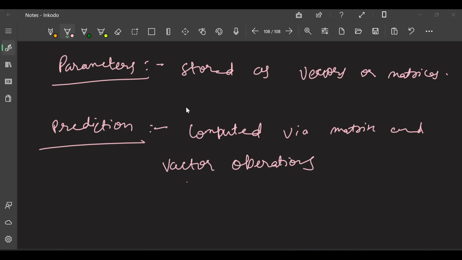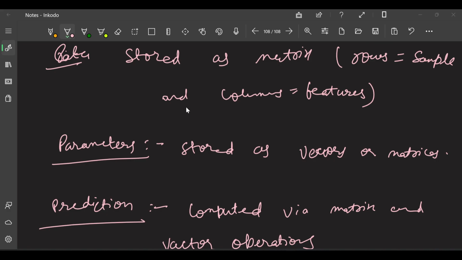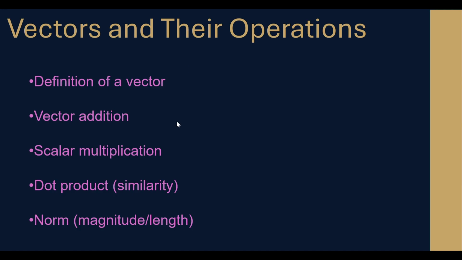So without linear algebra, we cannot understand how models represent data or perform computation. I hope you now have a little bit of understanding of linear algebra for machine learning. Now we will move to the second part, which is vectors. A vector is simply an ordered list of numbers, often representing data points or features. For example, a student's marks in three subjects can be written as a vector like 85, 90, and 78. So this is nothing but your vector.